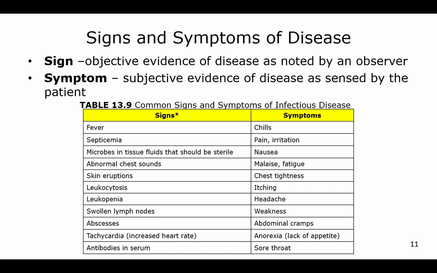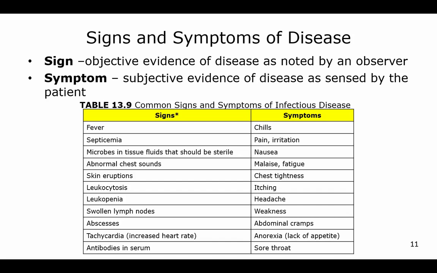All right, signs and symptoms. A sign is something that can be objectively diagnosed. The way I say it is, a sign is something that can be measured. A symptom is more subjective. It is more of a description.